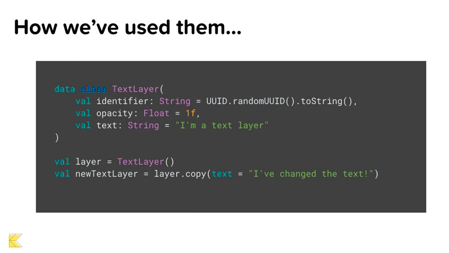So we're not in Java anymore, so we don't need the new keyword, but we create a new text layer, and because we have default parameters or default variables, see if I can get this, it's a bit weird.